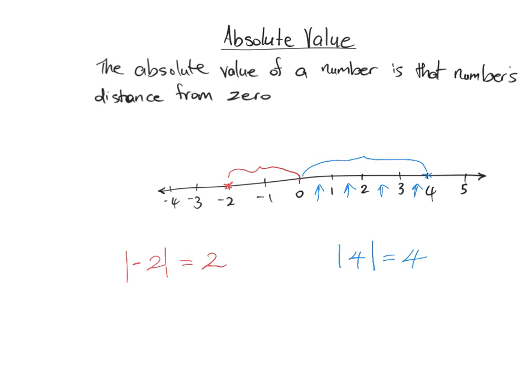So if you notice here, the absolute value of negative 2 was 2. The absolute value of 4 was 4. Absolute value will always end up being a positive number.